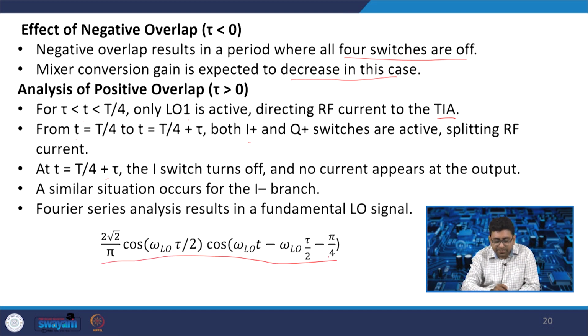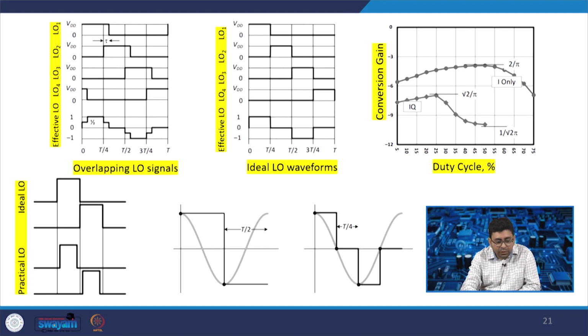So, this is what we will get if we consider the positive overlap: 2 root 2 by pi, cos(omega LO tau by 2), and cos(omega LO t minus omega LO tau by 2 minus pi by 4). This is the ideal LO waveform. There are LO 1, LO 2, LO 3 and LO 4. You can consider that between LO 1 and LO 2, and LO 3 and LO 4, there is no overlap. This is the ideal waveform, and this is the overlapping LO signal.